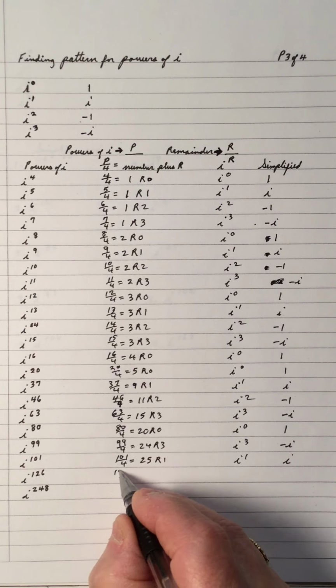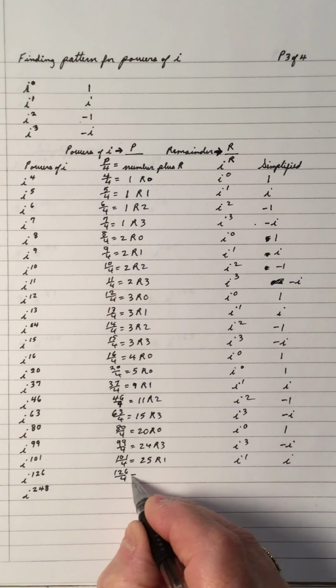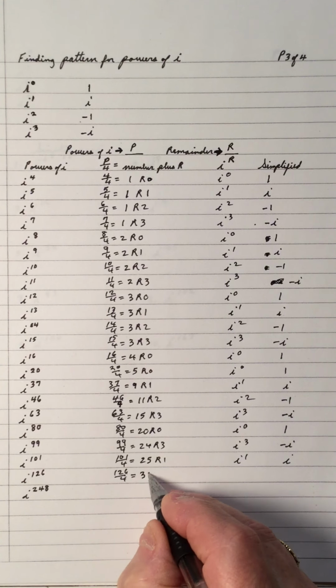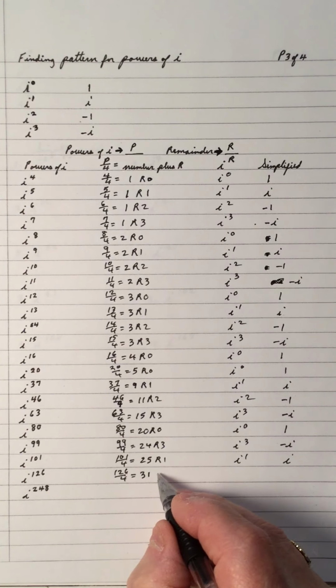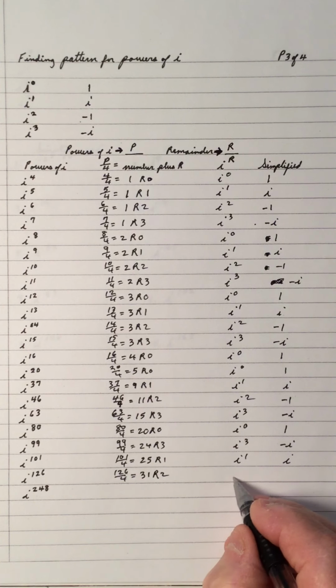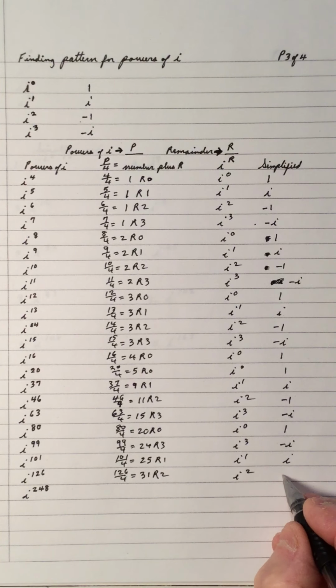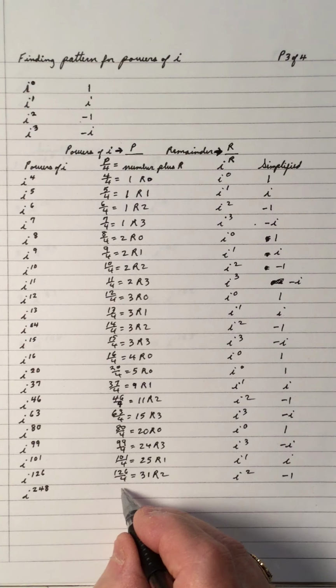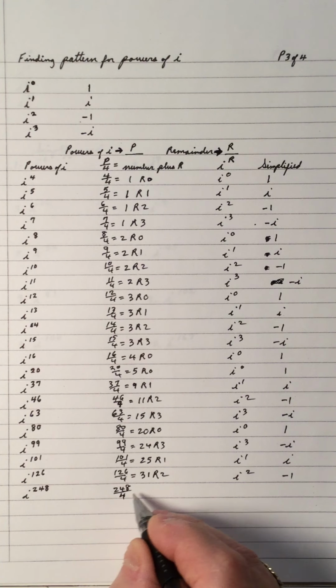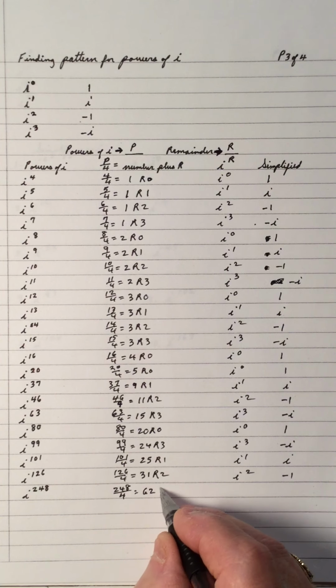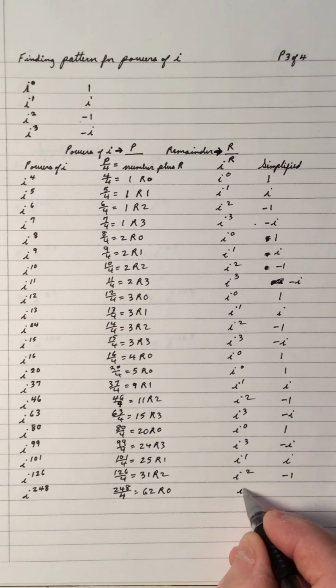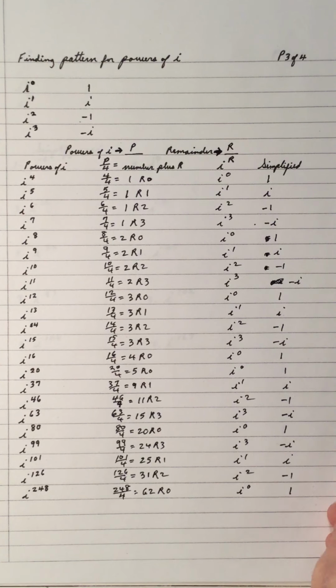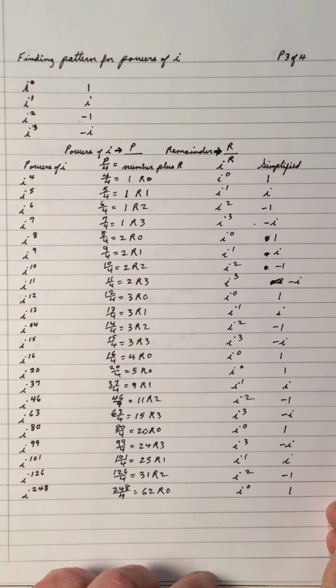And we get 126 divided by 4. We get 31, and we get a remainder of 2. So that's i squared, which is negative 1. And we have 248. 248 divided by 4 gives me 62, and the remainder is 0. So i to the 0 is 1. Hopefully you see the pattern.